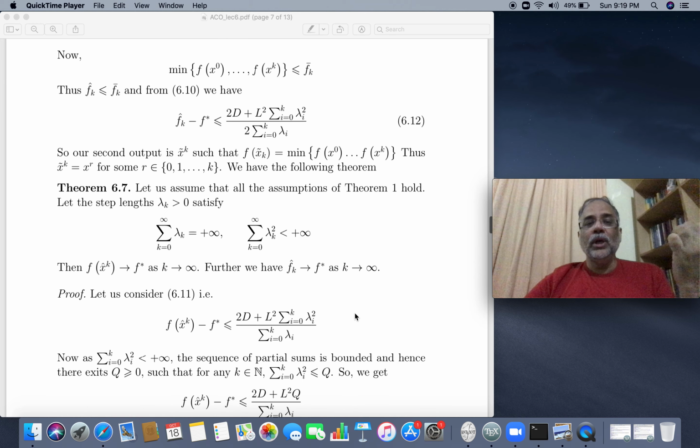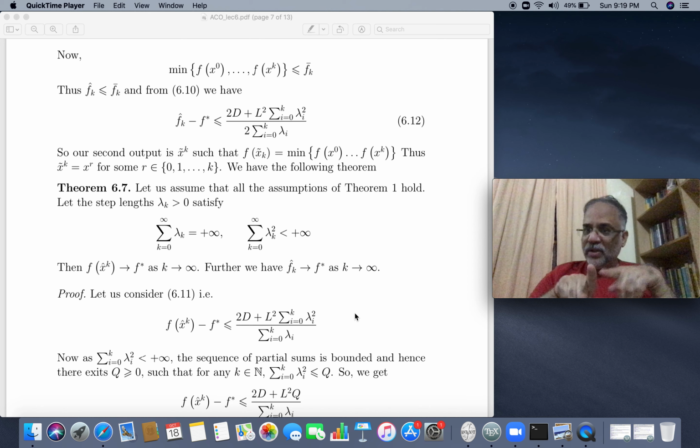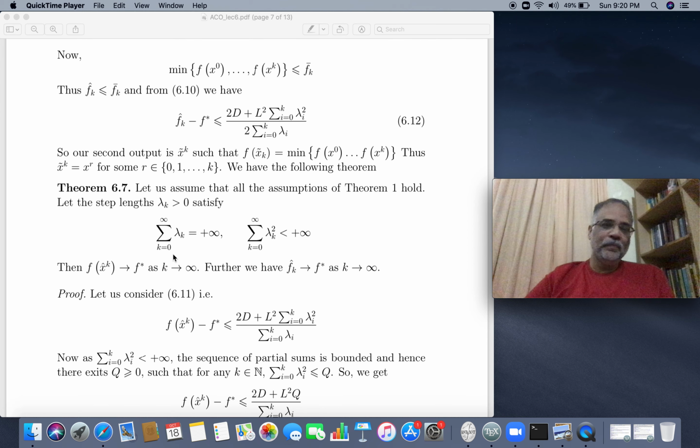So what we do now is that suppose I take f of x hat k, and at every kth iteration I get this ergodic sum and compute the functional values at this point. Then do those functional values converge to f star? Then for some large k we can take this x hat k as a solution. That's the key idea. So then we take the standard step size rules.